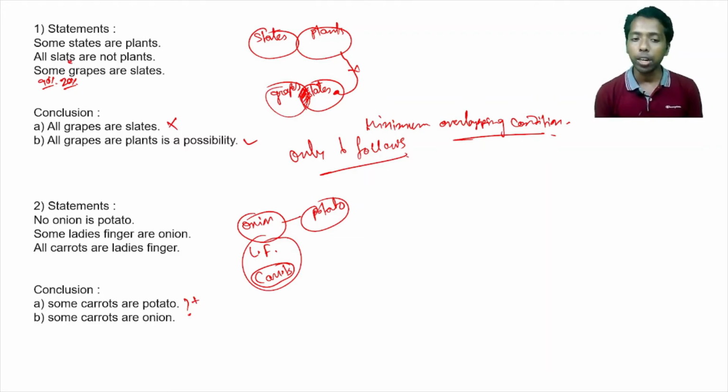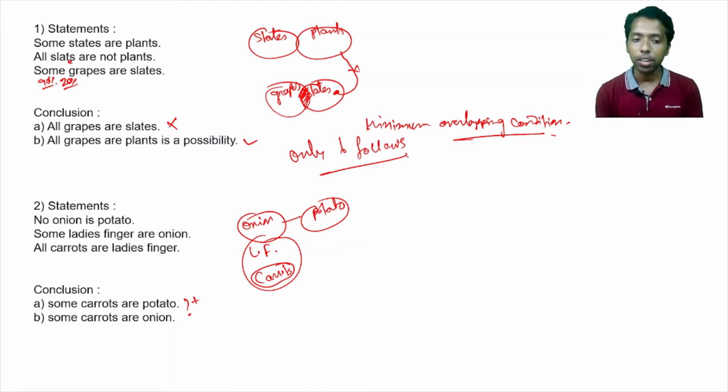Some carrots are potato. This is not following, but this does not mean that this is a wrong one. If the second statement is given like that, some carrots are not potato, is this correct? No. This is also not correct. Some carrots are potato, this is also not correct. But if both are not correct, what would be the existence then? So that's why I am saying some carrots are potato.